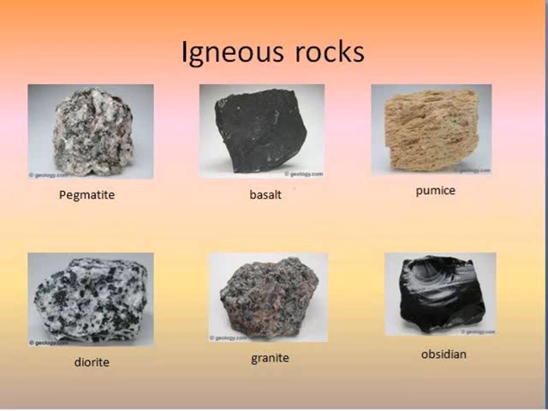These are some examples of igneous rocks: pegmatite, basalt, pumice, diorite, granite and obsidian. There are a lot of igneous rocks, and these are just a few examples.